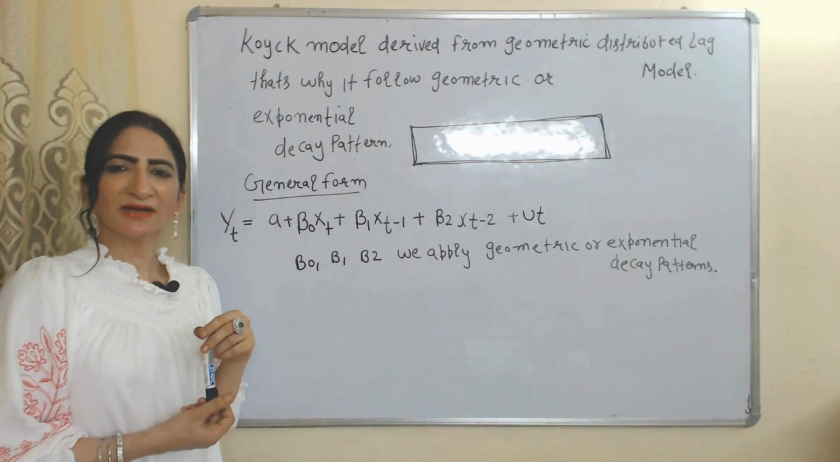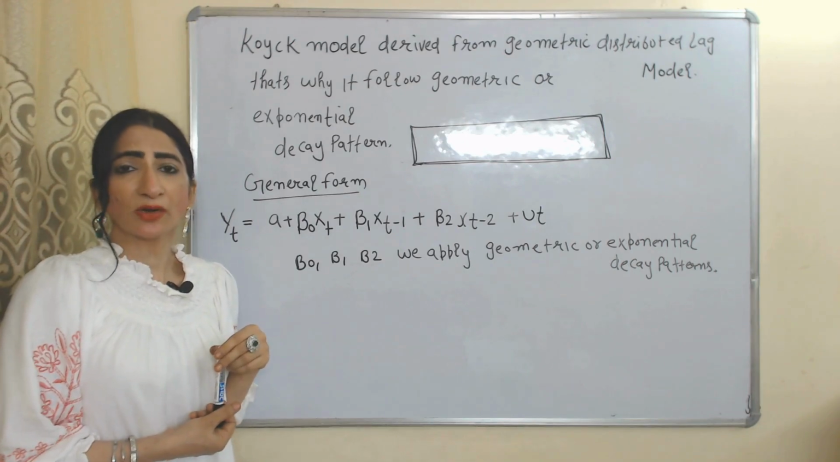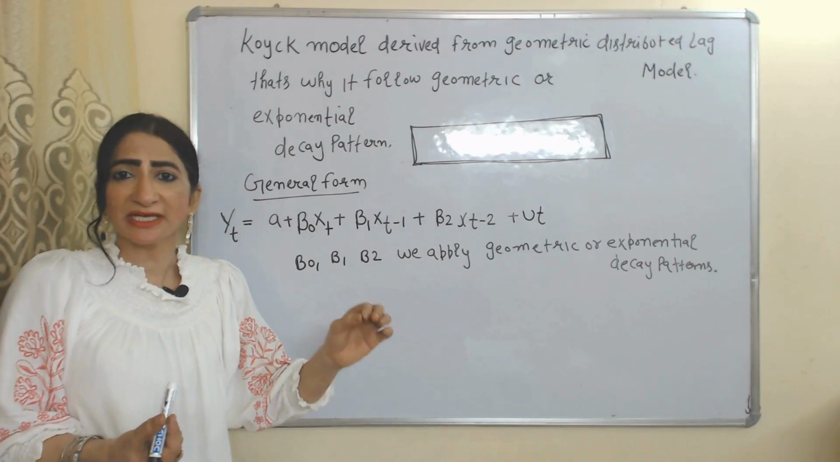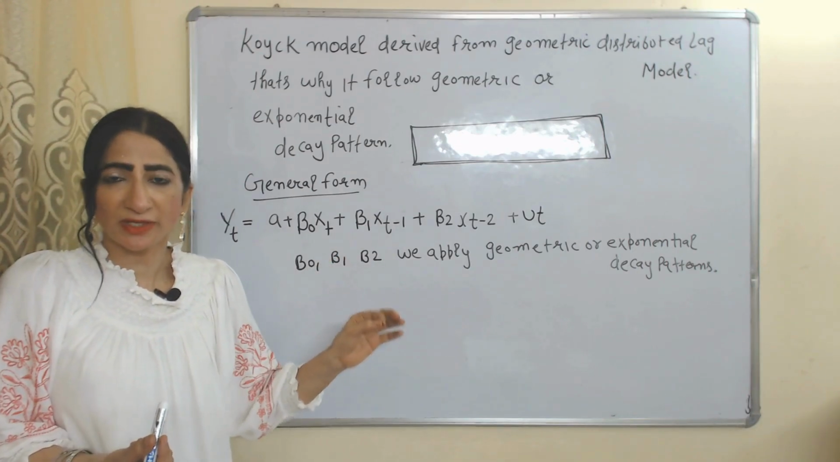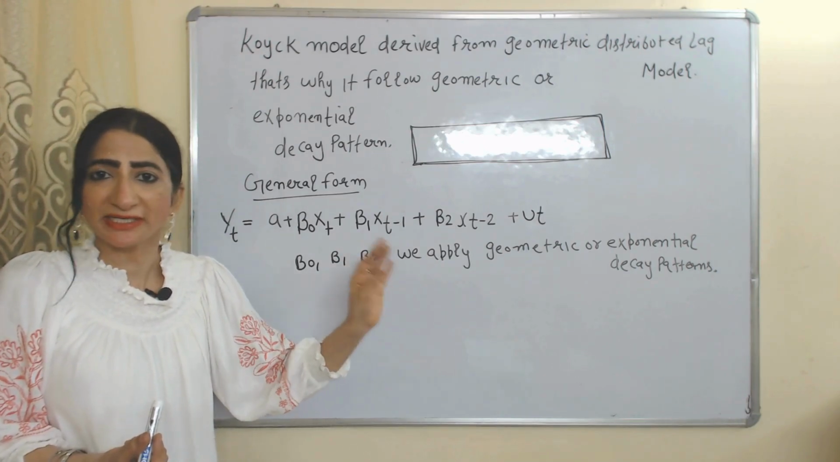Koyck model is derived from a geometric distributed lag model. That's why Koyck model is assumed to follow geometric or exponential decay pattern. Please listen carefully. Koyck model is assumed to follow geometric or exponential decay patterns.